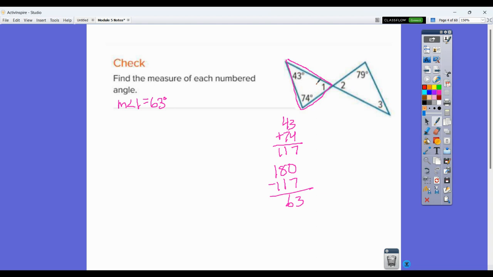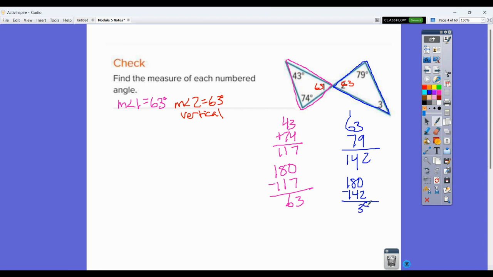Once you have the measure of angle 1 to be 63, you do know that angle 2 is also 63 degrees because it is a vertical angle. So make sure we're taking those terms there. So understand that this is a vertical angle there that allows that to be 63. And then what you do from there is you now have another triangle that you know 2 angles of, and you can solve for the third. So you add your 63 and your 79 together. And you get 142, and you do 180 minus that 142, and that's going to give us 38 degrees here. So our measure of angle 3 is equal to 38 degrees.